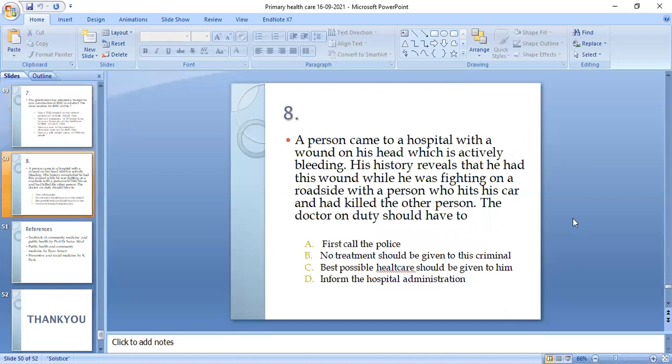A person came to hospital with a wound on his head, which is actively bleeding. His history reveals that he had this wound while he was fighting on a roadside with a person who hit his car and had killed the other person. The doctor on duty should first call the police, no treatment should be given to this criminal, or best possible health care should be given to him, or inform the hospital administration. C is the right option because healthcare services should be provided irrespective of the age, gender, ethnic groups, or from where the person belongs.